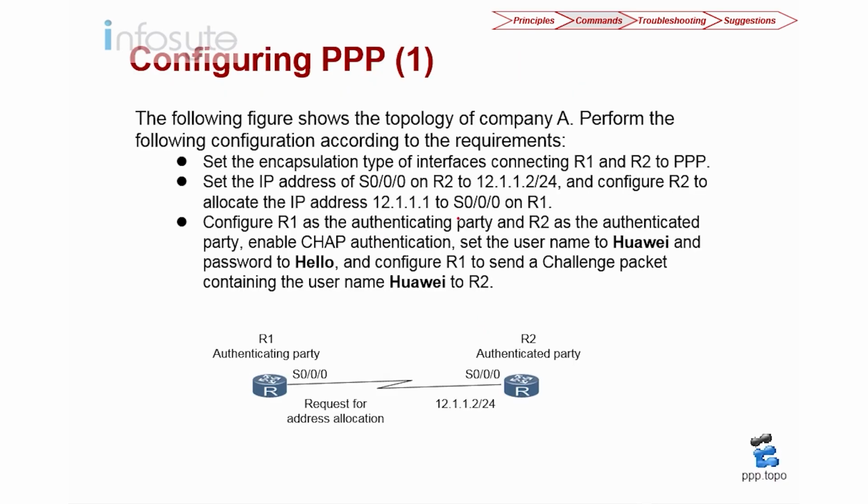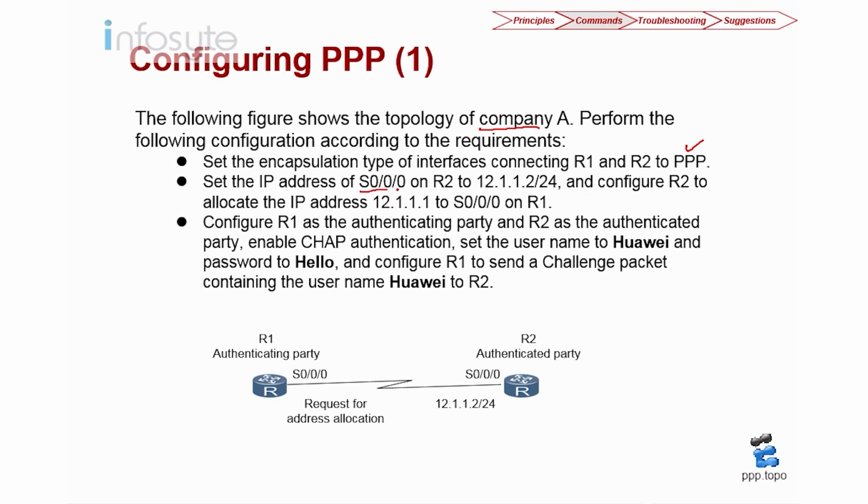Now let's look into the first lab here. This is on the company A environment. Perform the following configuration. Set the encapsulation type of the interface on R1 and R2 to PPP. This is already configured by default, because in Huawei the default encapsulation is PPP.